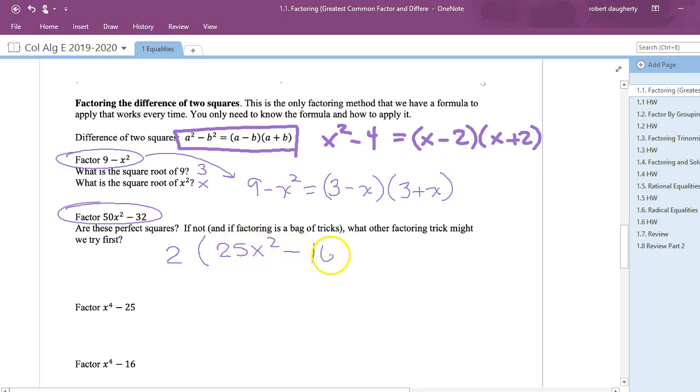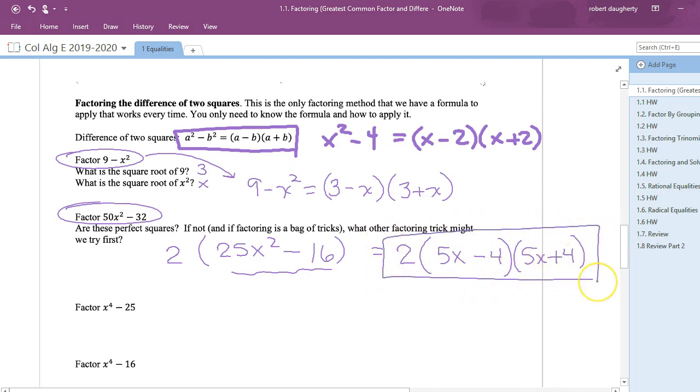x squared minus 16. Now if I look at what's inside the parentheses, these are perfect squares. This is the difference of two perfect squares. So this is going to be 2 times, what's the square root of 25x squared? That is 5x minus 4, 5x plus 4. That is the complete factorization. But I had to use both methods that we talked about today. I had to use greatest common factor and difference of squares to get this one to work.